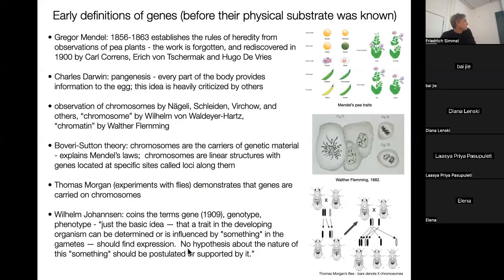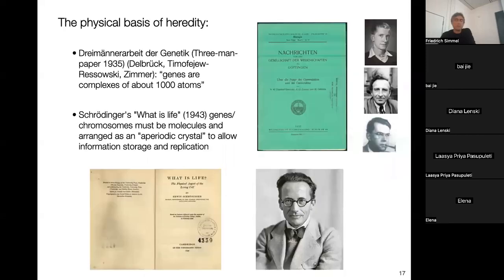So you see that here it was completely unclear what it is. Of course, they said, well, it must be somehow in chromatin. And later it became more and more clear that it must be a molecule. And here's one paper that is famous. It's called the three-man paper, Drei-Männer-Arbeit, between these three people here, Delbrück, Timofeev-Ressovsky, and Zimmer.